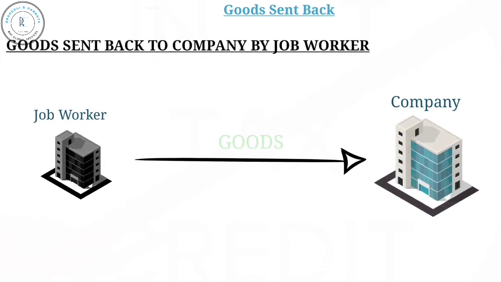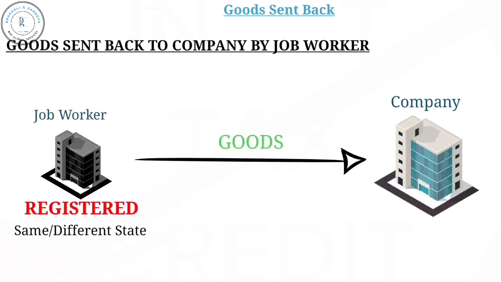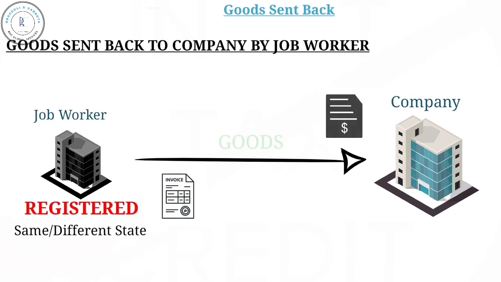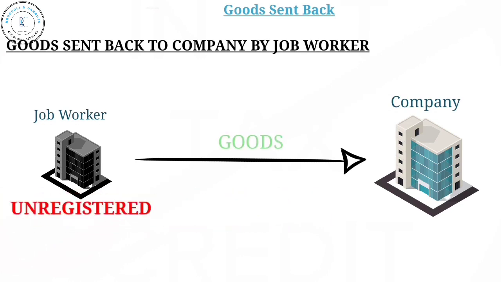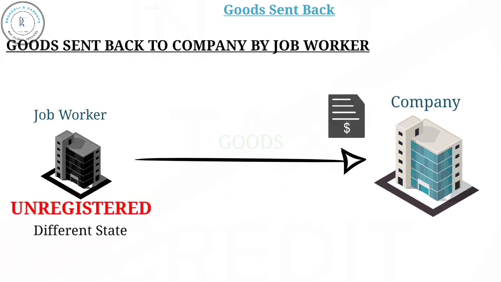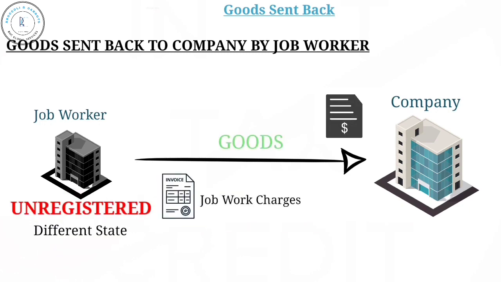Goods sent back to company by job worker. If job worker is registered, same or different state: original delivery challan, and invoice from job worker for job work charges. If job worker is unregistered, in different state: original delivery challan, and invoice from job worker for job work charges.